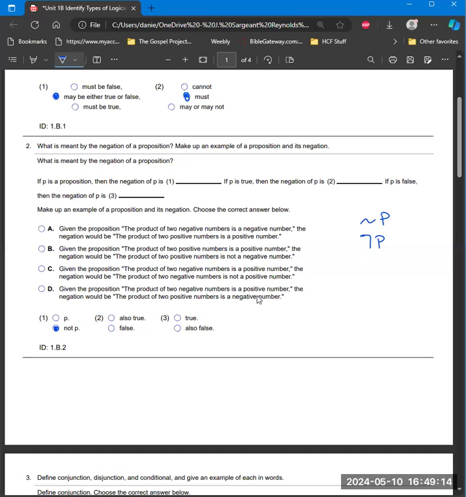If P is true, the negation of P is false. If P is false, then the negation of P is true. They have to have opposite truth values is what that's getting at. So make up an example of a proposition and its negation. The correct answer here is C. Given the proposition, the product of two negative numbers is a positive number, the negation would be the product of two negative numbers is not a positive number.